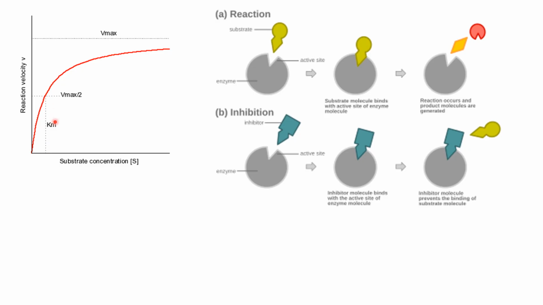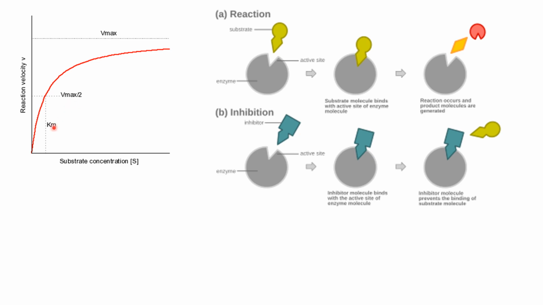Km, I told you, is the substrate concentration at which the reaction velocity is half of Vmax. Another thing I forgot to tell you about Km is that Km also indicates the affinity of the enzyme towards the substrate. A low value of Km means high affinity for the substrate. Low value Km, high affinity. Higher value Km, low affinity. Remember that. It comes up in other inhibition reactions.